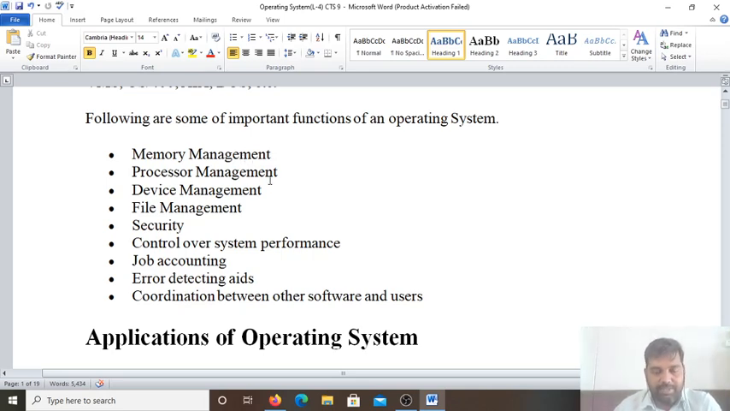Next is device management. The operating system controls the working of all input and output devices. It receives the request from the input devices, performs the specific task, and communicates back to the requesting process.